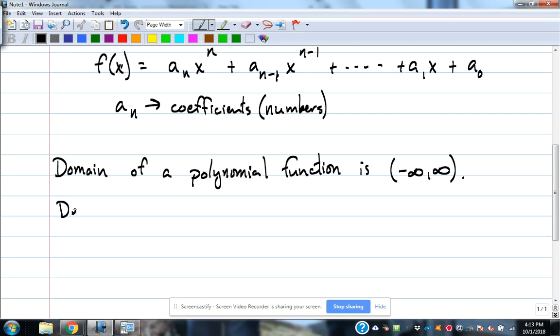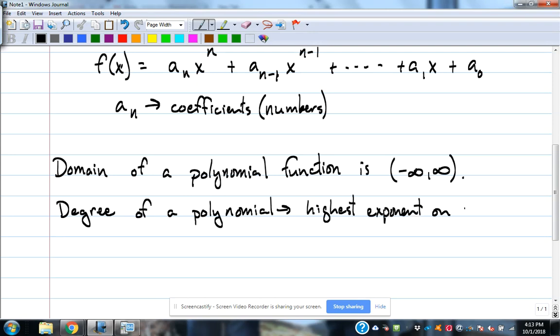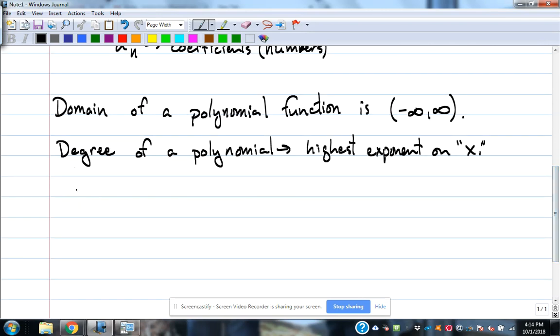Degree of a polynomial, one of the easier things, but it's also a very descriptive part of a polynomial. Tells us a lot about it. The degree of the polynomial is the highest exponent on x, or if it's another letter in the function, n or whatever, it's the highest exponent on that variable inside of the polynomial. Okay, so first game we'll play is: is this a polynomial function?